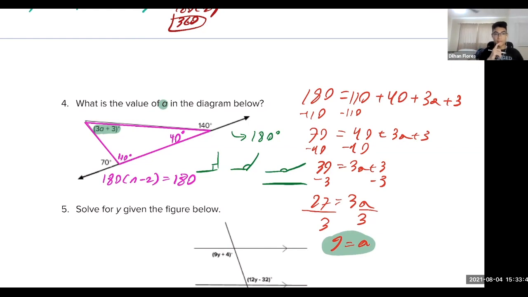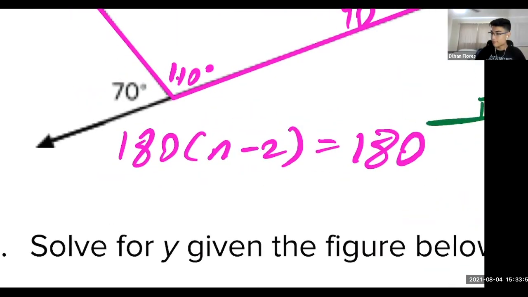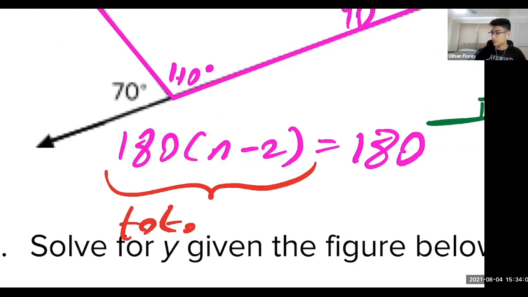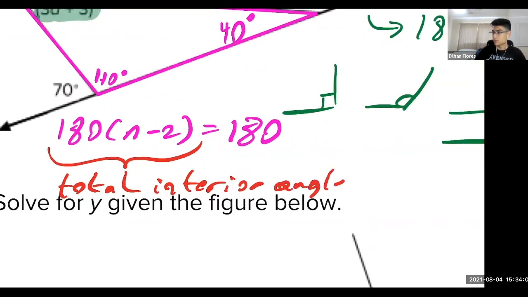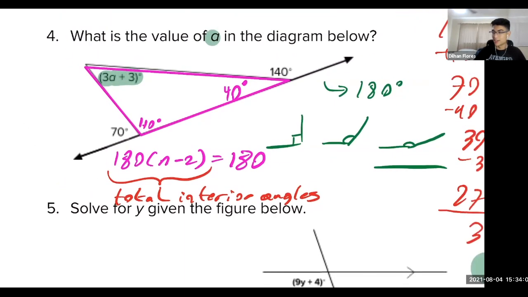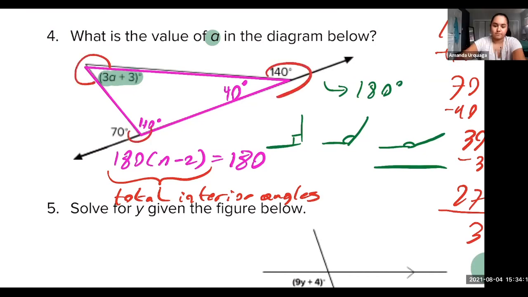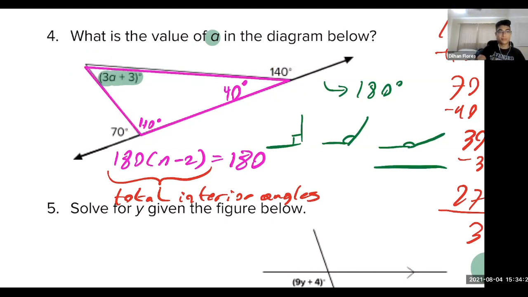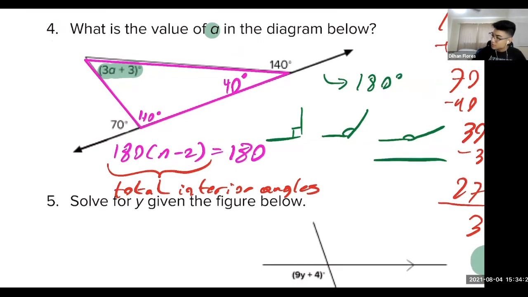Amanda, actually, what was up? What do we write that equation is for? This is the equation for the total interior angles, right? Total by adding up all the angles, and interior, it's the angles that are on the inside as opposed to the outside. Cool. So let's keep on going.